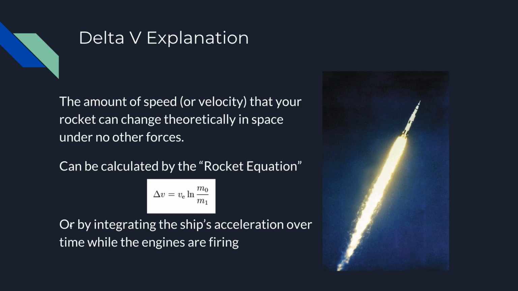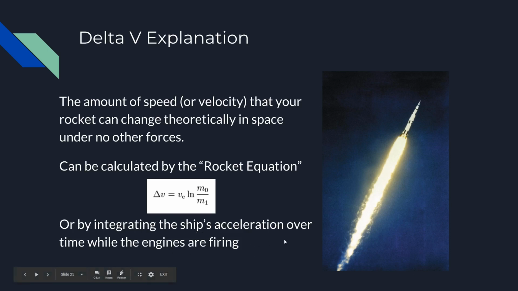The other way you can achieve this, which is how I do it in the code, is by integrating the ship's acceleration over time. If you calculate the thrust and divide it by the mass, that'll be the acceleration that you would experience under no other forces. If you integrate that over time, you'll get the total delta V that is being used.